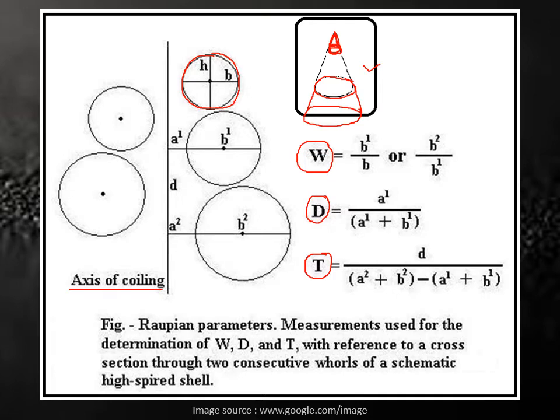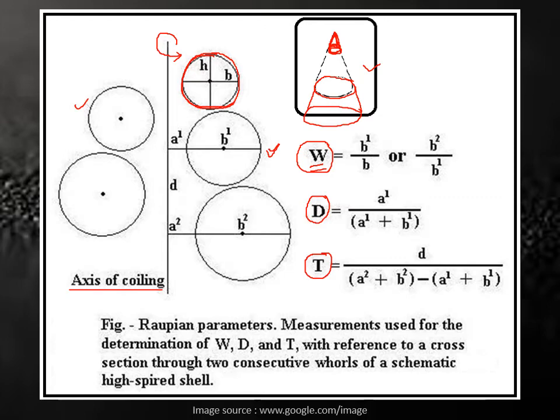First is the whole expansion rate, which is symbolized as W. Whole expansion rate means that after a complete 360 degree rotation around the axis of coiling, that means from this direction to this direction, so after 180 degree rotation this generating curve comes here, another 180 degree rotation this generating curve comes here. So after one complete 360 degree rotation the generating curve will come here. Now if you compare the sizes between them, you can see that the size of this generating curve is smaller compared to this one.